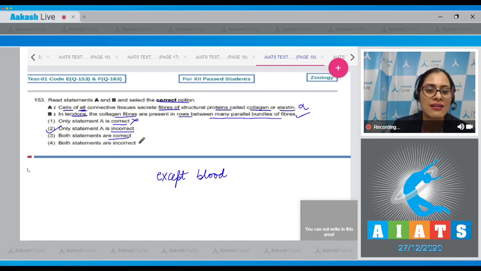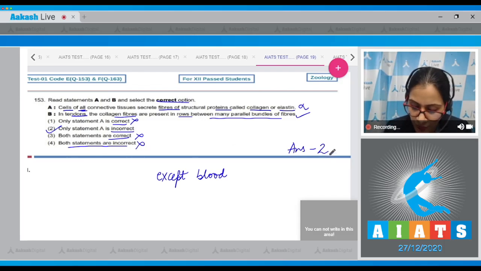Both statements are correct. This is an incorrect option. And the last option, both statements are incorrect, is also an incorrect option. So the correct answer to this question is option number 2. Let's move on to the next question.